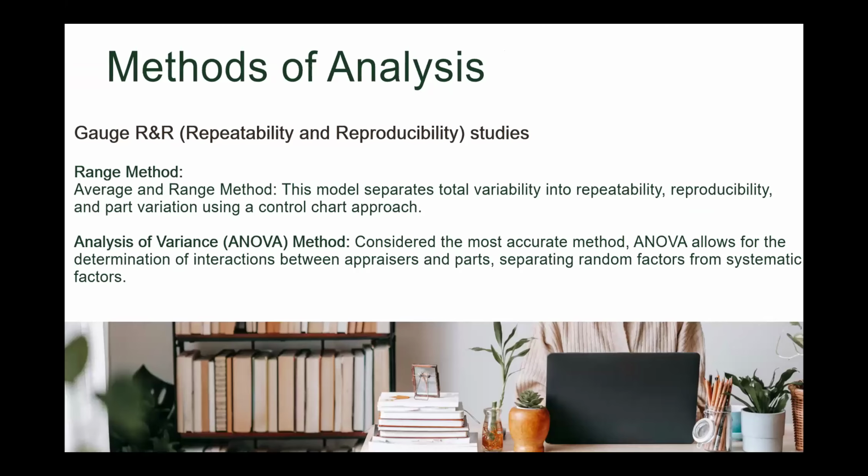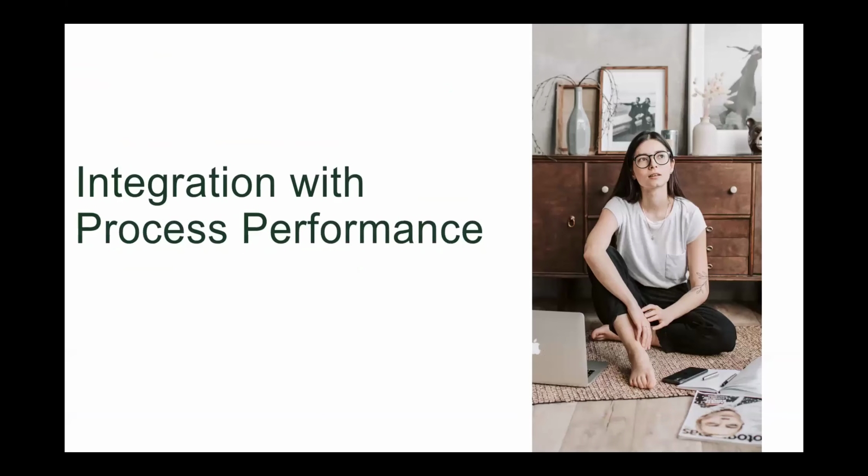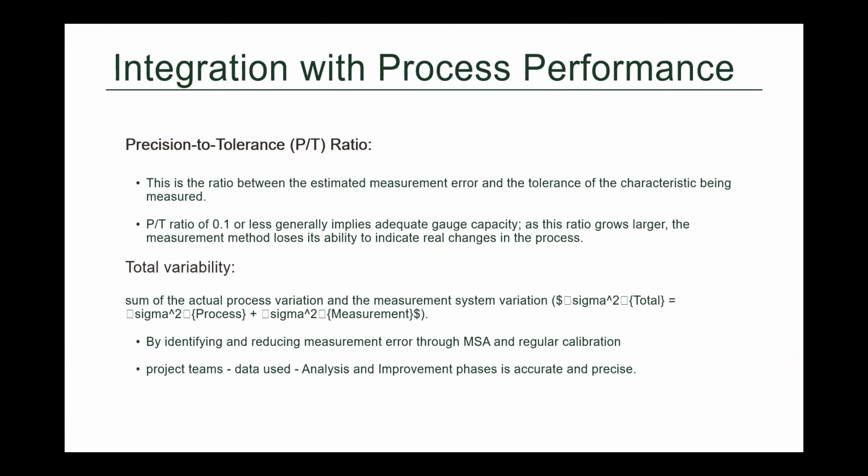And the method of analysis. The repeatability and reproducibility, that's what we discussed. That is very, very important. Based on that only, it is going to be set up. And the range method: what is the average and range you're selecting? And then the ANOVA method, analysis of variance. These are the things included when your measurements are changing. This is not for us, but I want you to understand why we are following these. And the integration with process performance: how are we going to integrate that particular point with this?